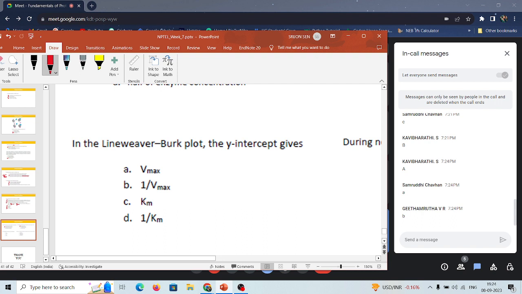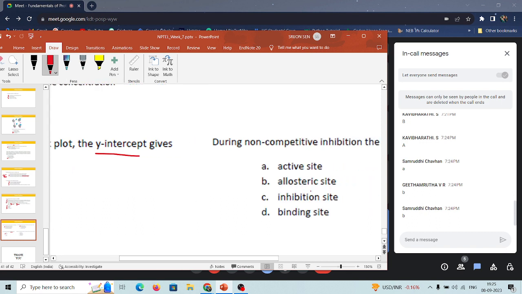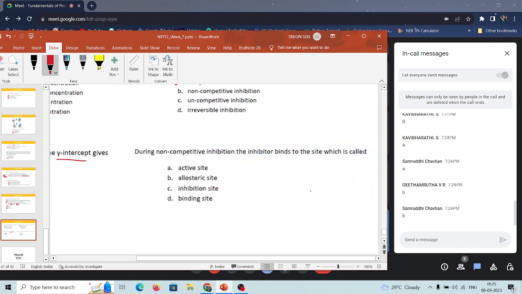B. Okay. Anyone else answering? B. Yes, so 1 by Vmax is what you get in the y-intercept, and for the x-intercept is minus 1 by Km. But for this one, we are speaking of the y-intercept, so 1 by Vmax is the correct option. Very good. The last question for today.